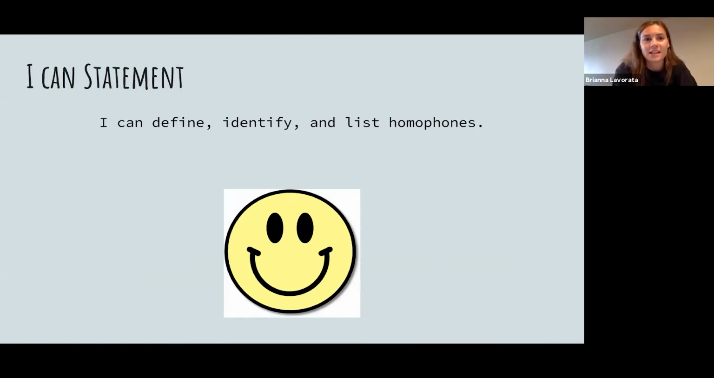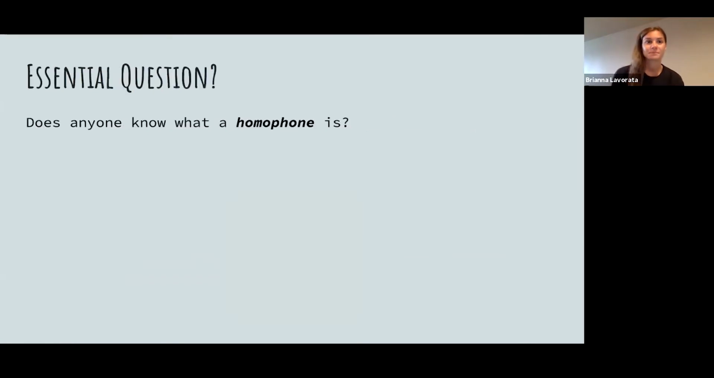But before we dive into that, I would like us to first state together, I can define, identify, and list homophones. So today, this is what you're going to be able to do. So right now, we're going to prep ourselves to get in the right mindset, to apply ourselves to knowing, defining, and identifying homophones.